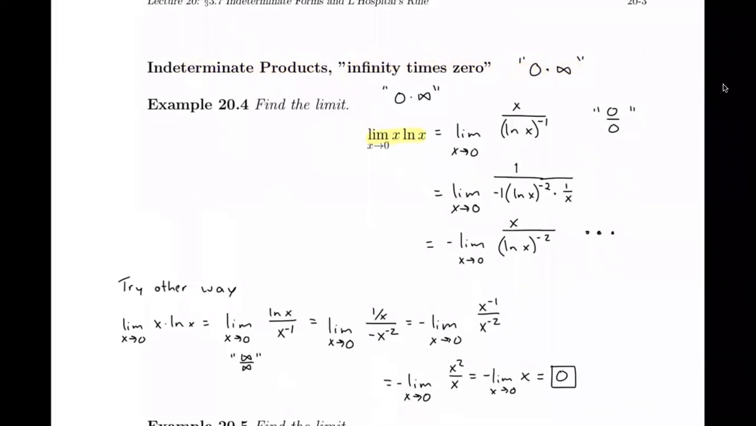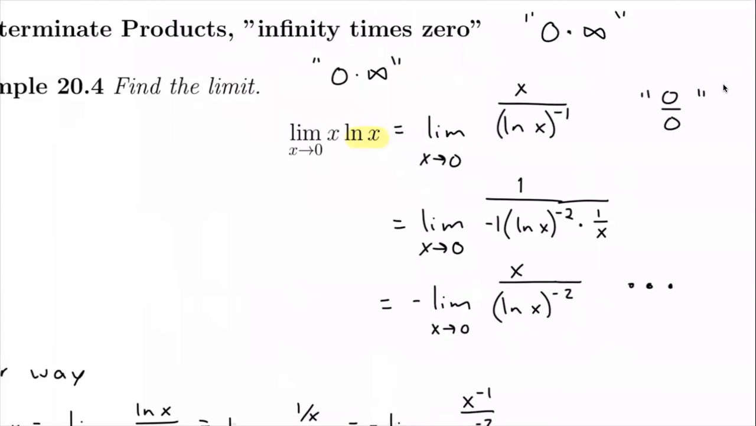So, the limit as x approaches 0 of x times natural log of x. Well, this number approaches 0, so we get a 0 here. This function approaches, well, negative infinity, right? And it doesn't matter that it's negative, it's 0 times something infinite, and that's suitable enough. So 0 times an infinite value is an indeterminate product.